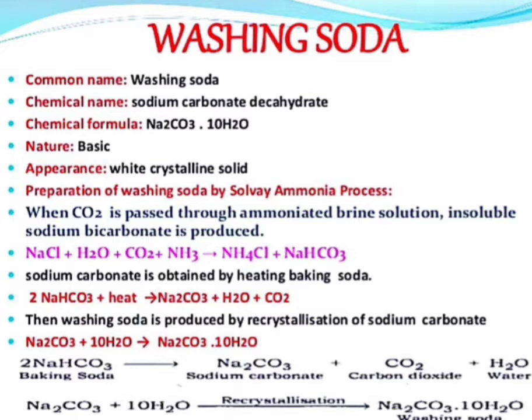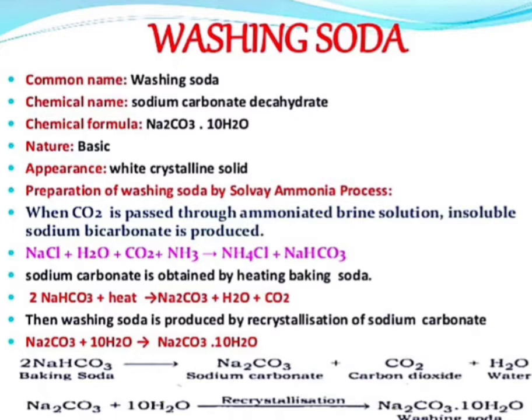And finally, the washing soda is produced by recrystallization of sodium carbonate, that is Na2CO3 obtained in the above step. It is crystallized. So the chemical reaction now becomes Na2CO3 plus 10H2O gives Na2CO3.10H2O. So that's why it is called sodium carbonate decahydrate.